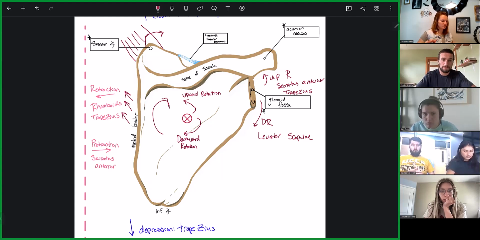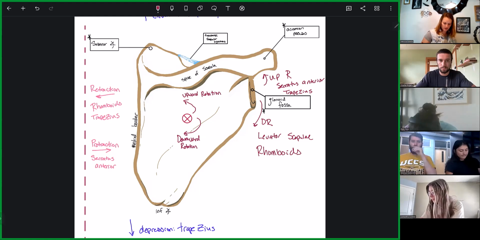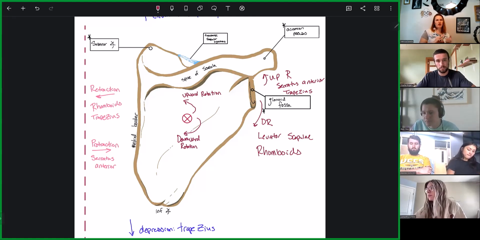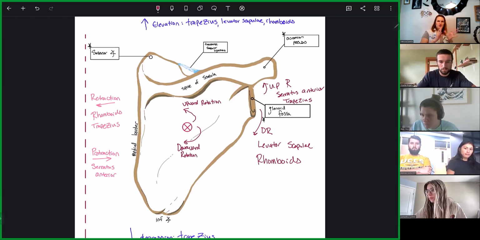Which is, Donovan, could you tell me what muscle that is? The rhomboids. Perfect. This is a good split to know of who does upward rotation, who does downward rotation, who does retraction, who does protraction. And this is yet another way to group some muscles. So then this drawing is pretty much complete for just movements of the scapula.